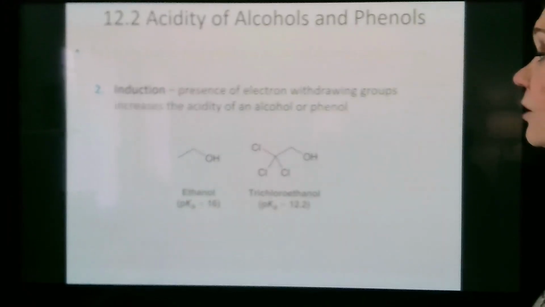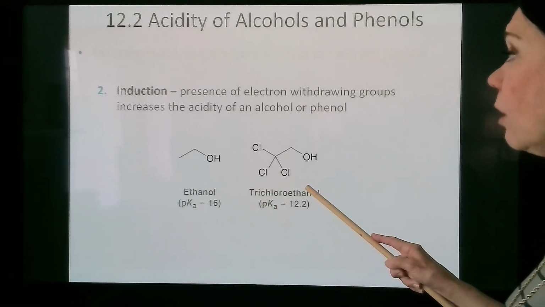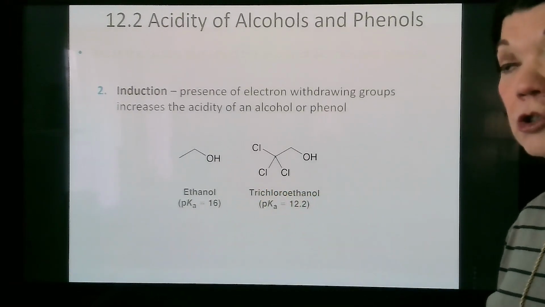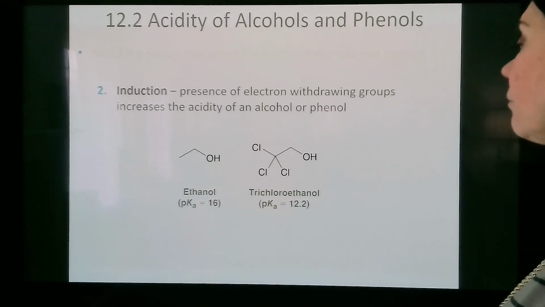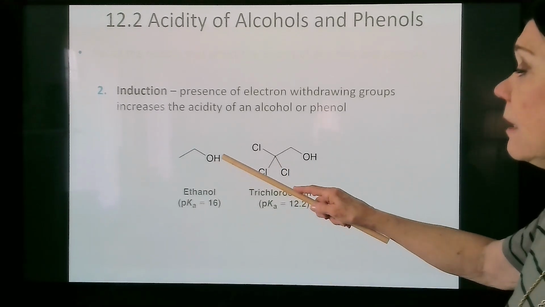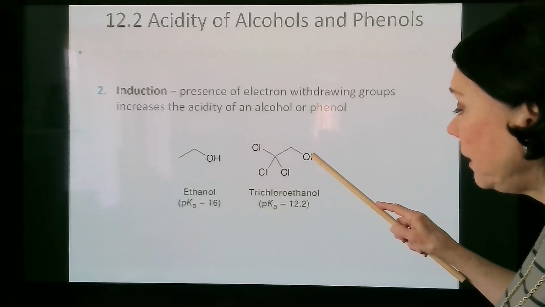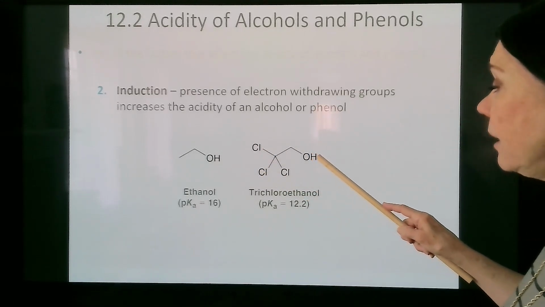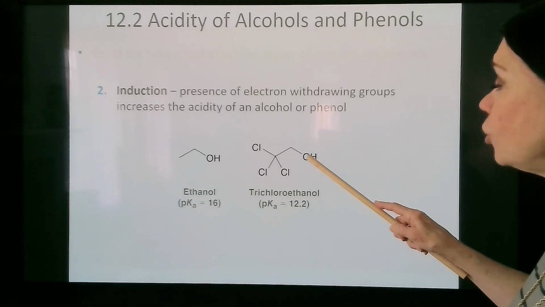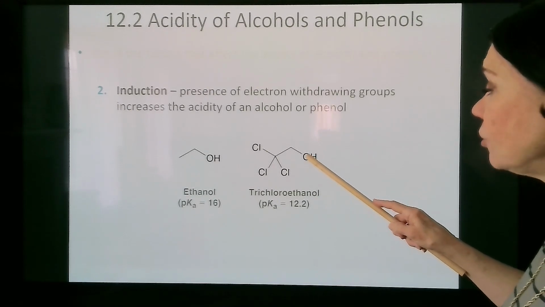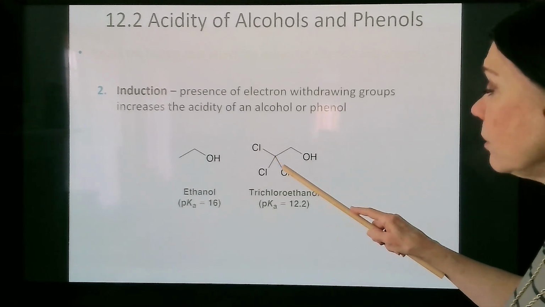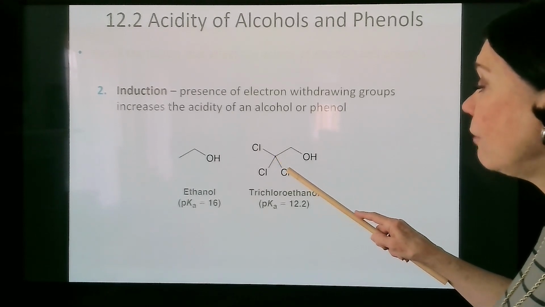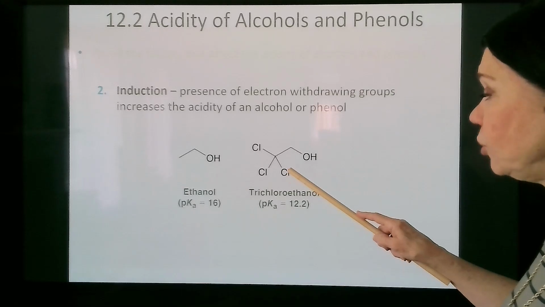Now, in this case, you have ethanol and trichloroethanol. So this is the induction, the I of REO. And here, this one is going to be much more acidic because when the negative charge is generated on oxygen, it will be stabilized by the electron withdrawing effects of the 3 chlorine substituents.